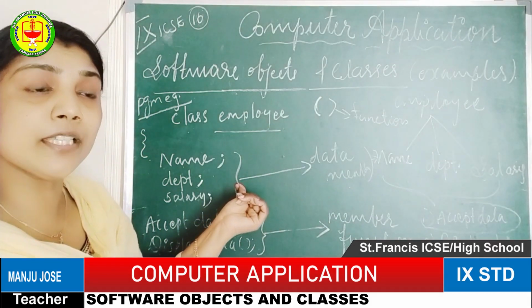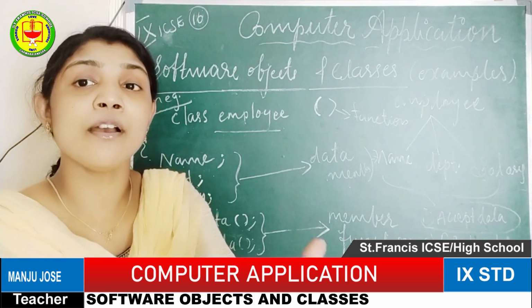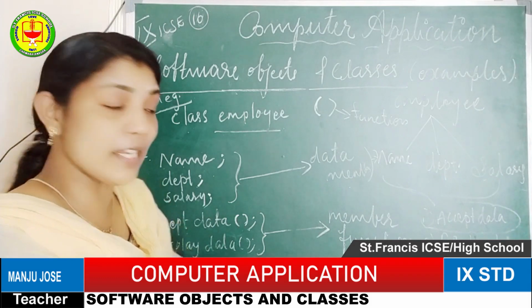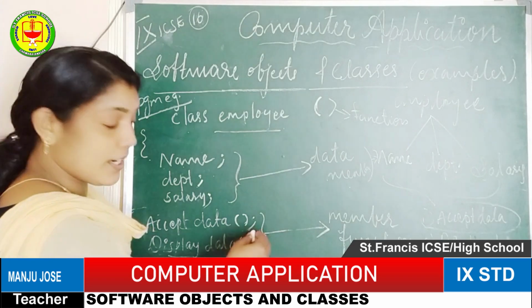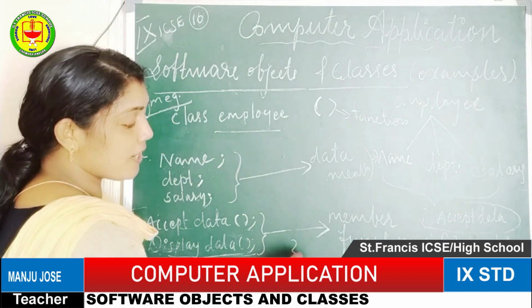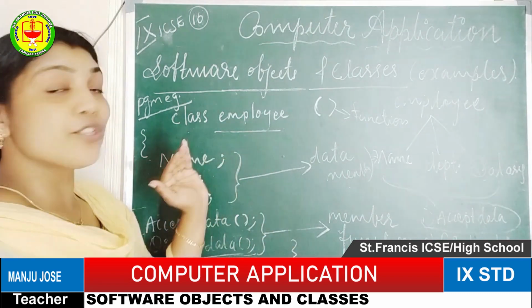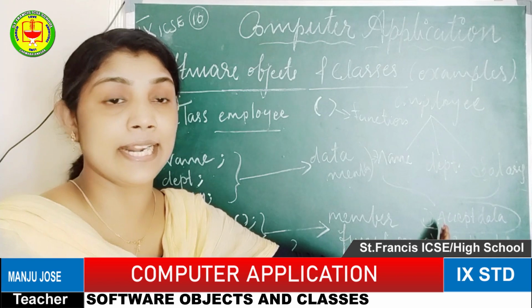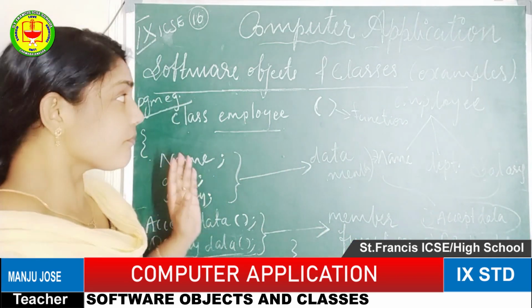Here, based on this program, we are using only 3 data members, and with the help of these 3 data members we are using only 2 actions, that is inputting data and processing data. After inputting, data will be processed. Processed data we get through the display function. So the accept data function and display function are called member functions. So this is called a software object declaration. This is a real world object declaration. This is called a software object declaration.